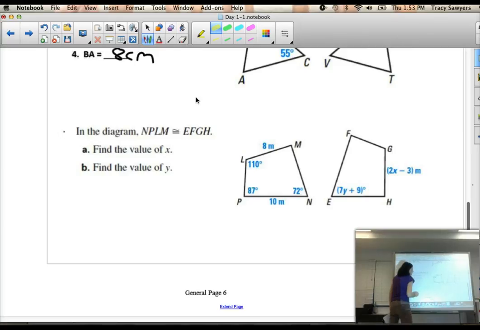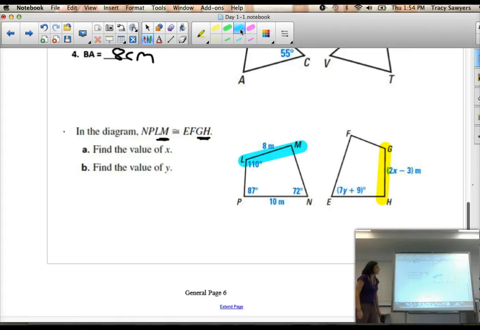Where is x in these 2 pictures? What is it associated with, an angle or a side? Side. What side? GH. I'm going to highlight GH. Now I told you you're not allowed to look at the picture, so I'm going to look at my congruent statement. I want to look at GH. What does GH correspond to? LM. So now I'm going to highlight LM.